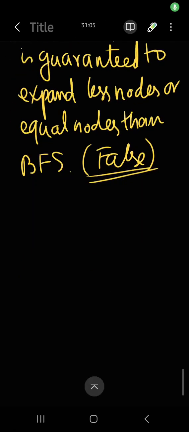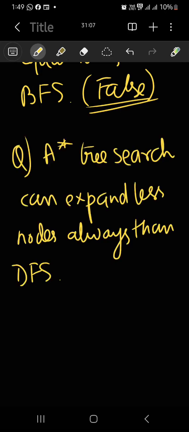Okay, now let's see this example. So this is my question. A star tree search can always expand less nodes than depth first search. Tell me whether it is correct or not. See, DFS is blind search. We are blindly searching, but A star is searching in an informed way with the help of heuristics. But is this always true? The answer is no. It's not always true.